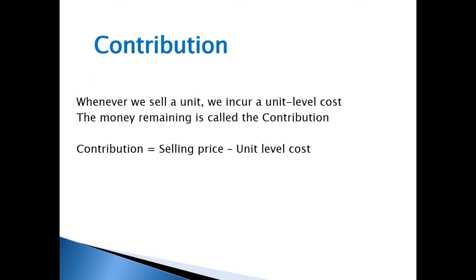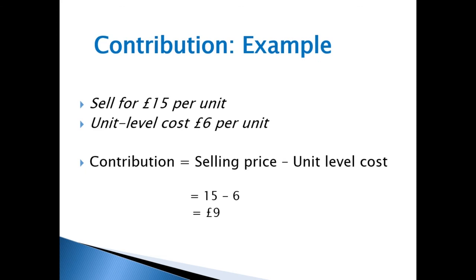Whenever we sell a unit, we incur a unit level cost. And the money that's left is called the contribution. So the contribution is the selling price minus the unit level cost. So here's an example. We sell something for £15, we incur the unit level cost of £6, and we're left with contribution of £9.